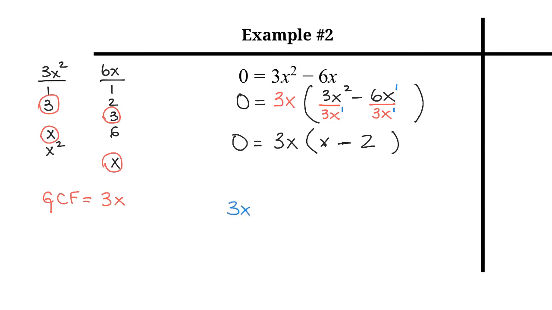So if I take our factored equation and distribute, let's see what we would get. 3x multiplied by x is 3x squared, and 3x times a negative 2 is negative 6x. And if we check, yes, this is the exact same as the original equation that we started with, so we know our answer is correct and we did the factoring correctly.